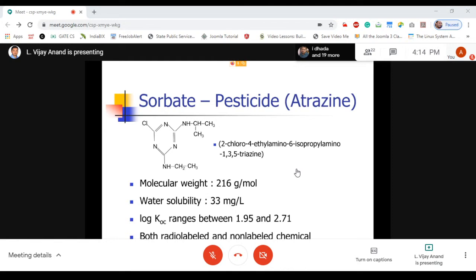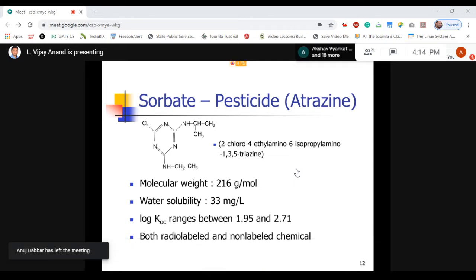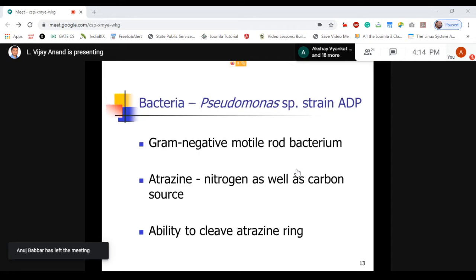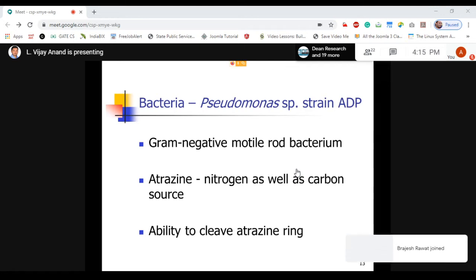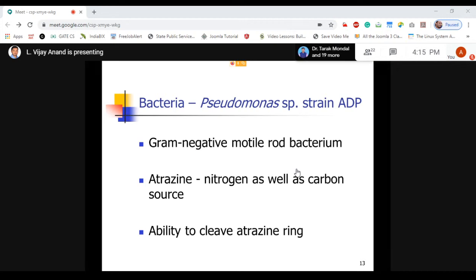And for this study, we have used both radio-labeled and non-radio-labeled chemical, and liquid scintillation counting was used for this study. And as far as the microorganisms for the biodegradation studies, the bioassay is concerned, the Pseudomonas species ADP strain was used, which is a gram-negative bacterium. And this bacterium essentially uses the nitrogen in the atrazine as its nutrient. Okay, and in this study, carbon also comes from this atrazine only. And it has been shown that this particular strain can cleave the atrazine ring.